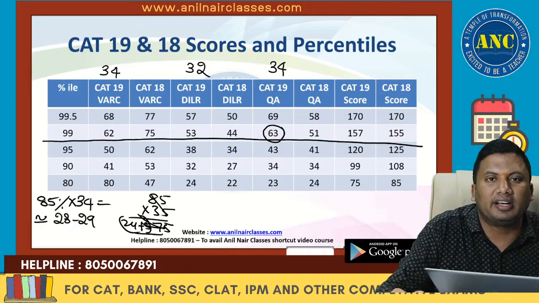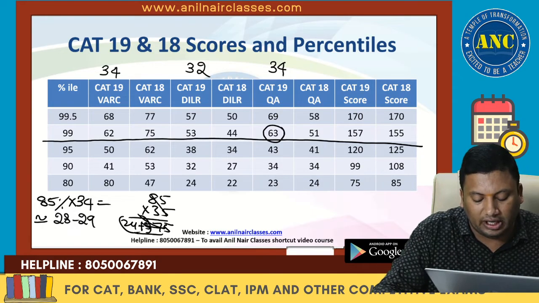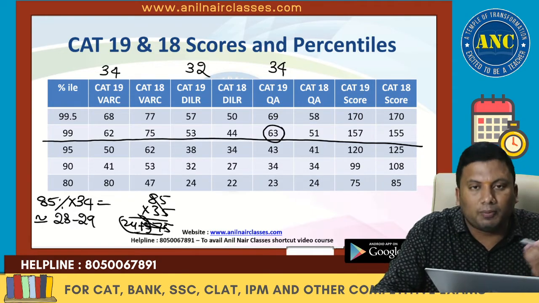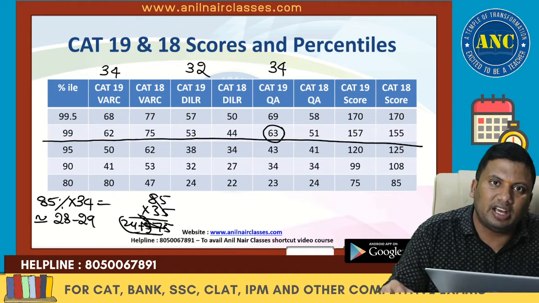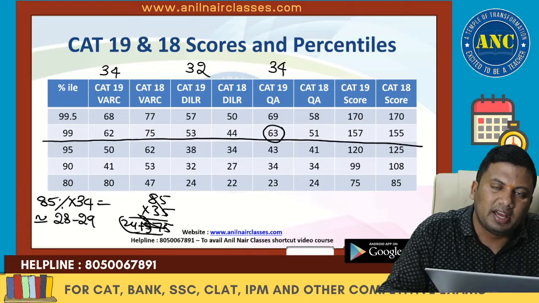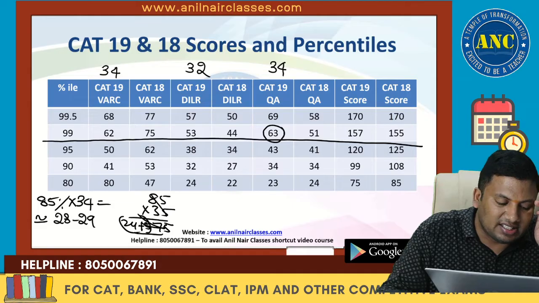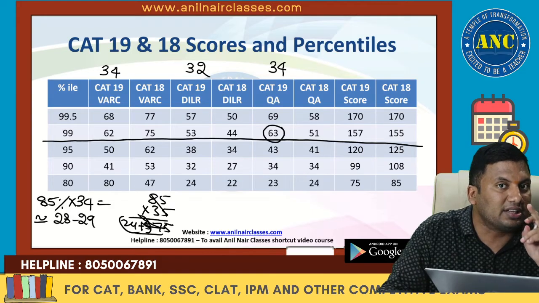28 into 0.9 is 25.2. If you get 25 right, 25 3s are 75. Almost you are close to 100 percentile. 85% of the total questions with 90% accuracy, top 1 percentile is guaranteed. That should be your aim when you are attempting the mock.